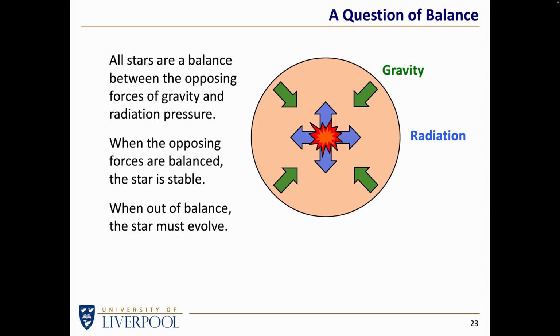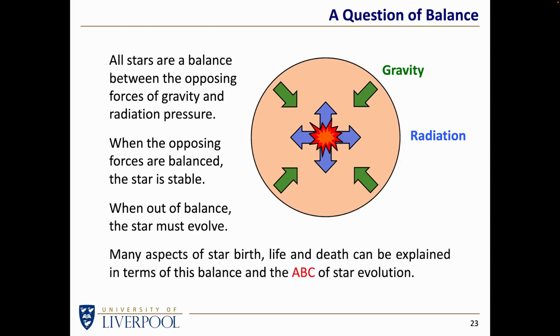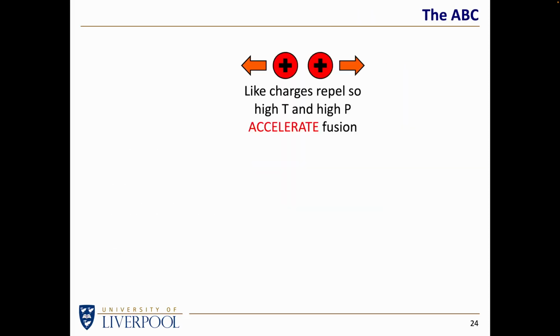But if, for any reason, those forces become out of balance, then the star must change. The star must evolve. And many aspects of star birth and star life and star death can be explained in terms of this balance of forces and what I like to think of as the ABC of stellar evolution. So what are the A and the B and the C? Well, when we start talking about fusing hydrogen, the nucleus of a hydrogen atom is just a proton, positively charged. If we want to fuse them together, because like charges repel, we have to overcome that repulsion before we can get them close enough to fuse together.